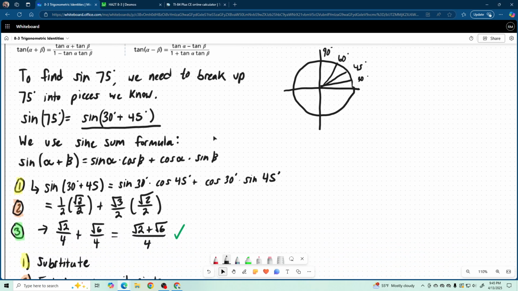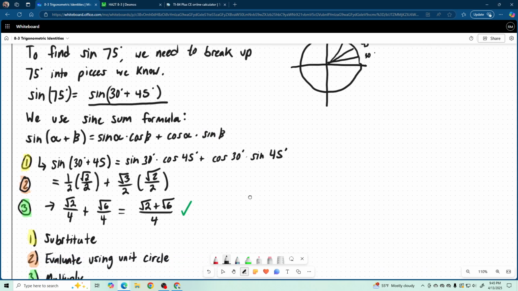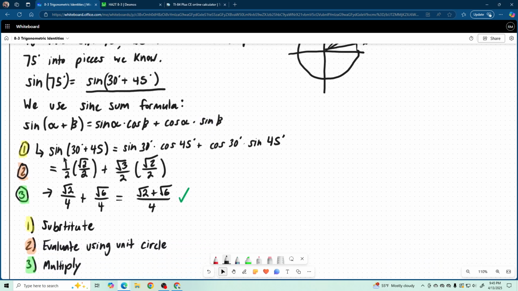All right, so let's use our sine sum formula. We have sine of alpha plus beta equals sine alpha times cosine beta plus cosine alpha times sine beta. And what we're going to do is just plug in what we have. So we know that we're going to refer to this as sine of 30 plus 45, right? So 30 is going to be our alpha, 45 is going to be our beta. So let's plug in our stuff. So we have sine of 30, cosine of 45, plus cosine of 30, sine of 45.